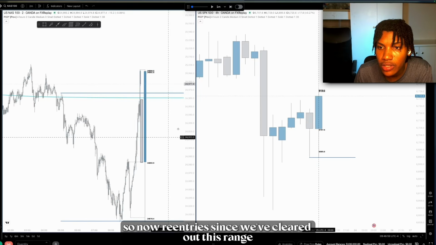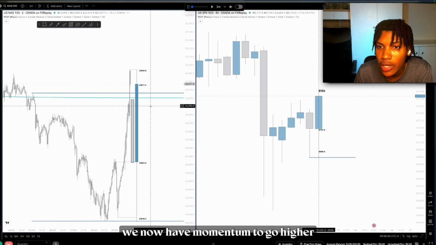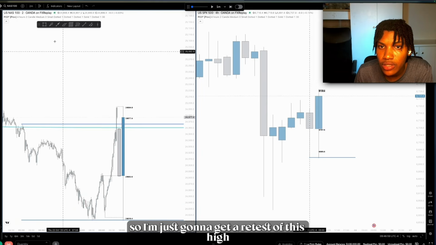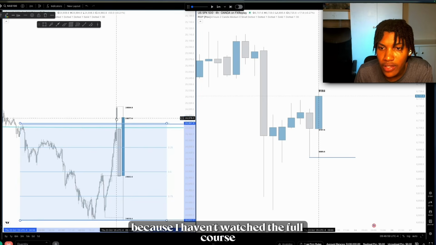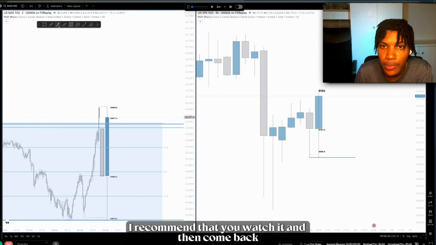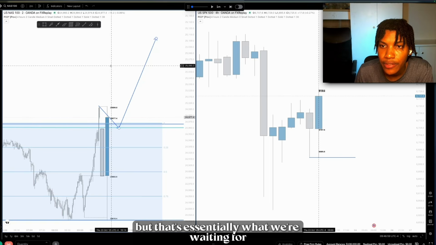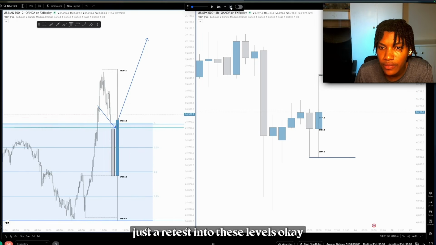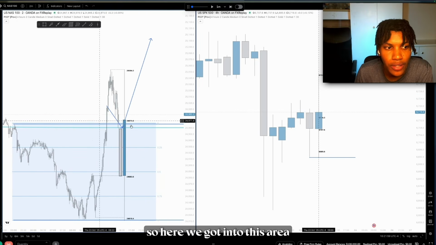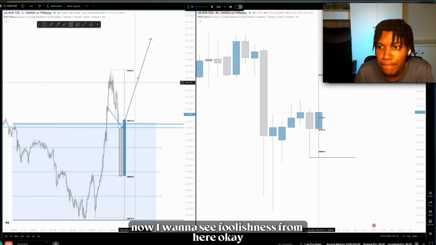Since we've cleared out this range, we now have momentum to go higher. So I just want to get a retest of this high, similar to our CIT. If you guys haven't watched the full course, I recommend that you go watch it and then come back so you can get a bit more insight. But that's essentially what we're waiting for, just a retest into these levels. Okay, so here we got into this area. We just test this area. Now I want to see bullishness from here.